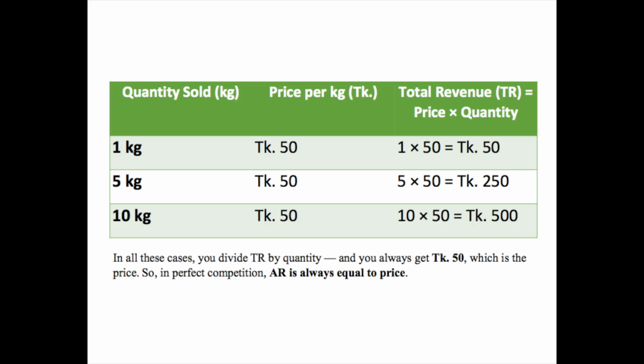Dear students, from the table you can see that every time you sell more rice, your revenue increases, but always by the same rate, taka 50 per kg. If you sell 1 kg, you earn taka 50. If you sell 5 kg, you earn taka 250. If you sell 10 kg, you earn taka 500. Now, what is the average revenue here? In all these cases, you divide total revenue by quantity and you always get taka 50, which is the price. So, my dear students, this confirms that in perfect competition, AR is equal to P always.